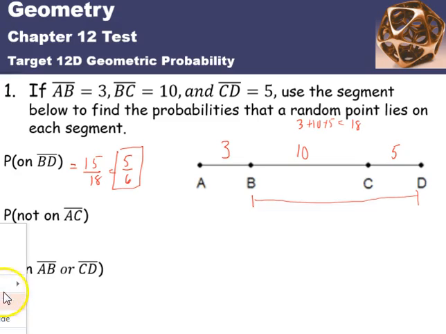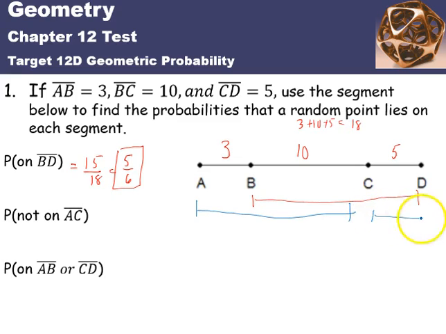Let's do AC in another color. Okay, I'll try this blue. So I'm sorry, not on AC. So not from here to here, which only means from here to here. So that would be CD, which is 5 out of 18, and that cannot be reduced. That's a little sloppy, but that says 5 out of 18.